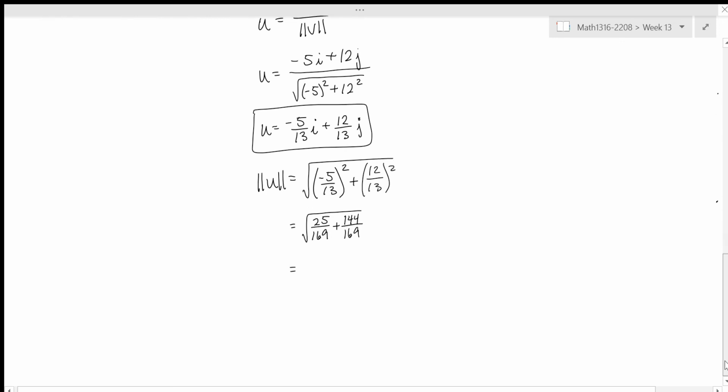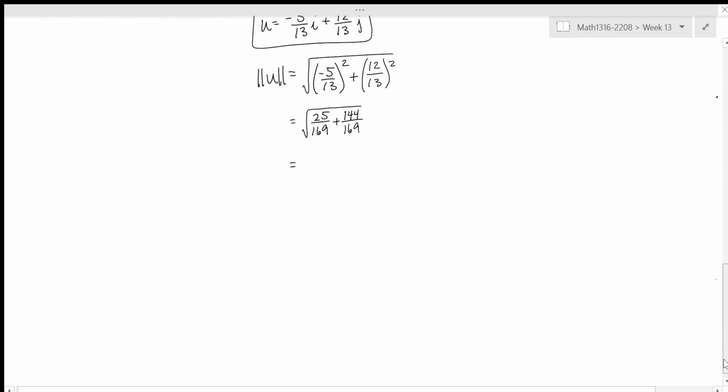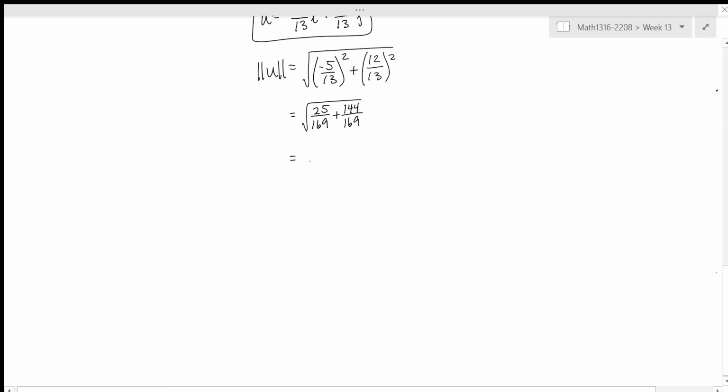Okay, so I'm thinking the first fraction is going to be 25 over 169. And the other one's going to be 144 over 169. And do those fractions have the same denominator? And that means I can add them. 25 plus 144 is 169, and anything over itself is 1. And the square root of 1 is 1. Bam, I proved it. The length of every unit vector is 1. Yay.